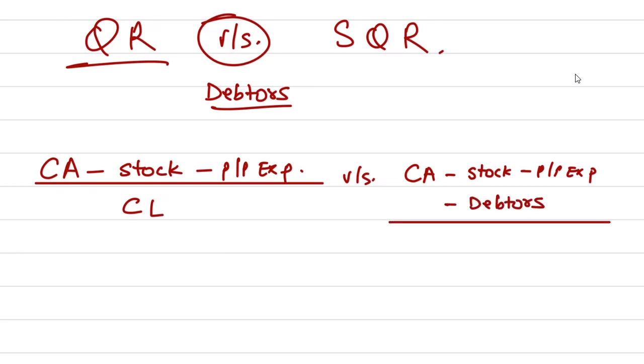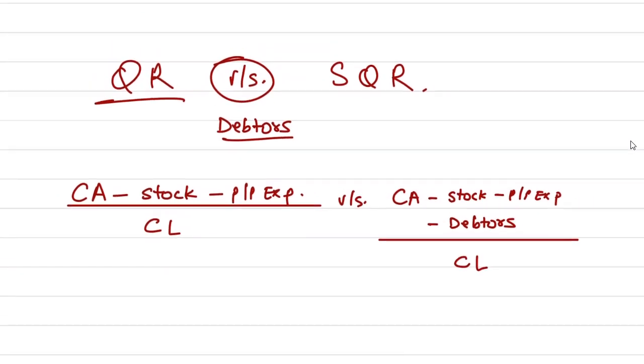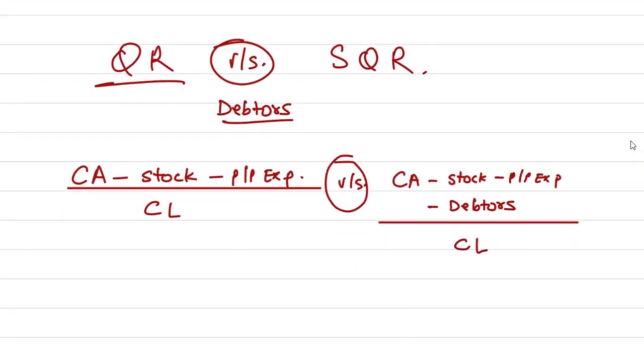Then you will get super quick assets divided by your current liabilities. That is the formula. Now there is only the doubt class. Yes, bring on your doubts. So that is about your quick ratio versus super quick ratio.